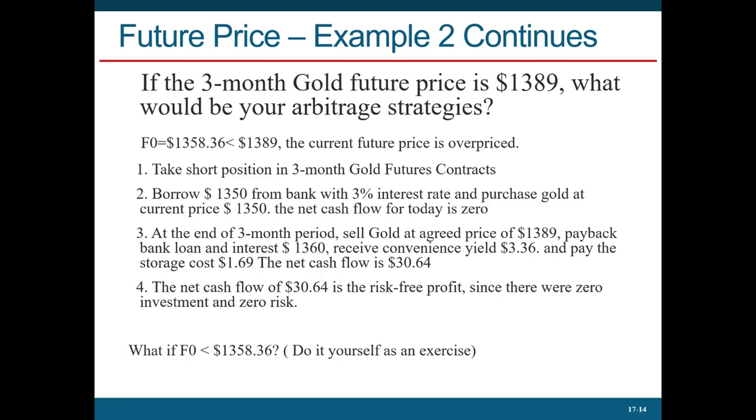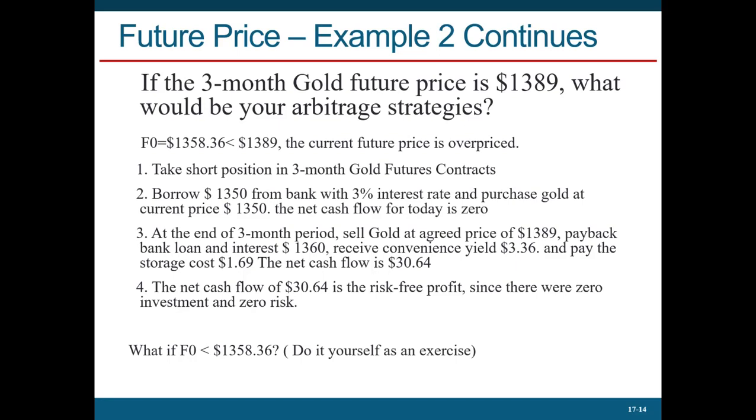So here you buy low, sell high. Where is the low? $1,358.36. That is the low. Where is the high? $1,389. So buy low, sell high. How to sell high? Selling high is easy in this case. You simply take a short position in the 3-month gold futures contract. So in the future, what you need to fulfill is to sell gold at a price of $1,389 in 3 months. That's the obligation specified in the futures contract because you are taking a short position.